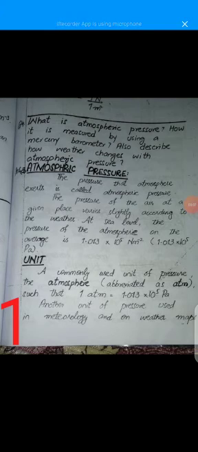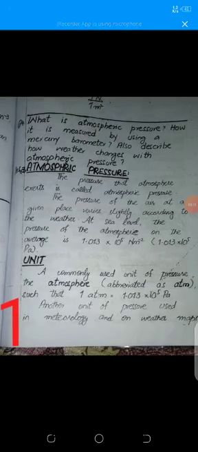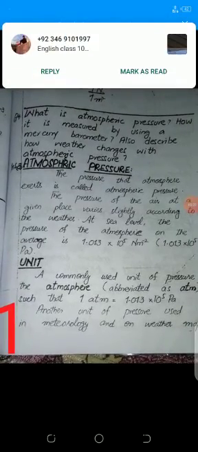Today we are going to start chapter 7 long questions. The question is, what is atmospheric pressure? How is it measured using a mercury barometer? Also describe how weather changes with atmospheric pressure. First we are going to define atmospheric pressure.